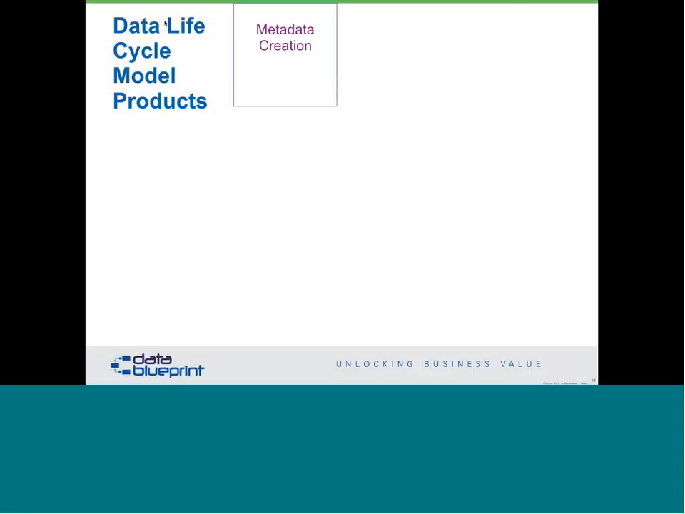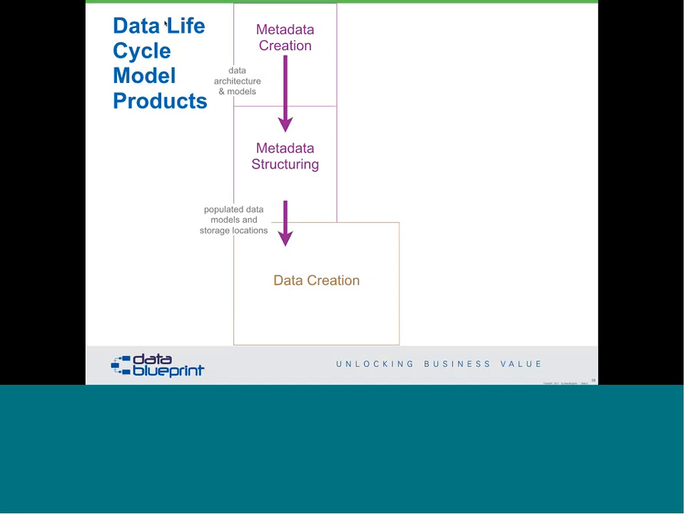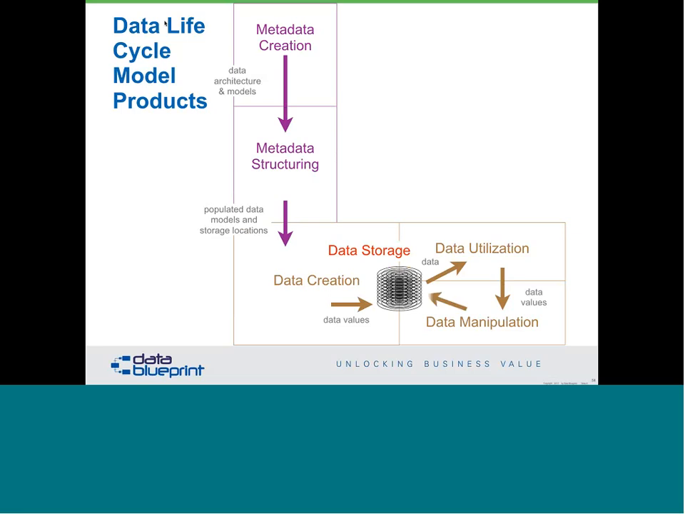The proper data lifecycle model goes like this. Until you have metadata, you can't have data. So we create metadata, and then we may structure metadata. The things that are in writing there are the products that flow. Again, from metadata structuring, then we can create the data. We populate the data models and the storage locations that are there. Once we've created the data, we can store the data values. The data can be utilized. The data may be manipulated. The data may be restored back into the storage system.